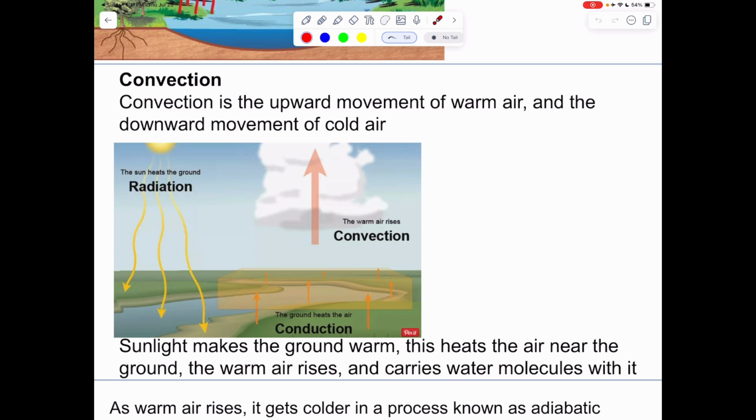This is all because of density. Hot air is light, so it moves up. Cold air is dense, so it moves down. So, sunlight hits the earth, makes the ground warm, heats up this air. This air rises up, taking warm water molecules with it. That's the start of our water cycle.